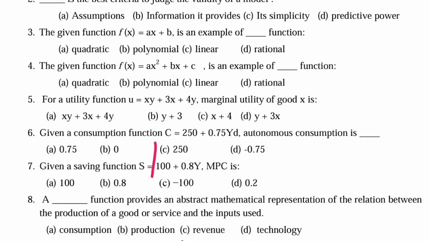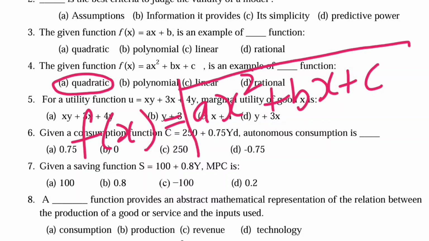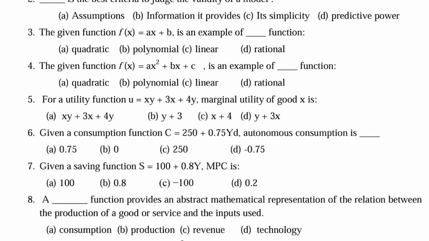Next question is, the given function f of x is equal to ax square plus bx plus c is an example of dash function, quadratic, polynomial, linear, or rational. So this is in fact the quadratic function in this case. So we have f of x is equal to ax square plus bx plus c. This represents the quadratic function because the variable's highest power is here 2, that is, it is a quadratic function.